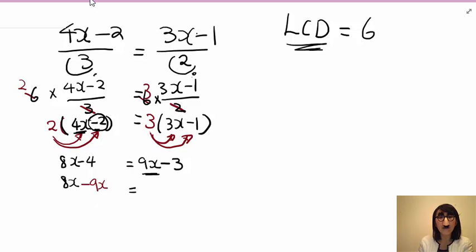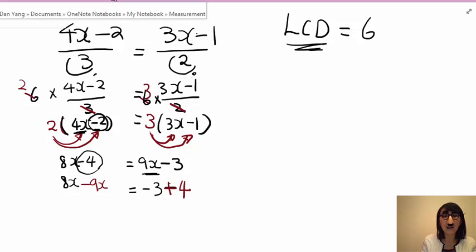Now, for this right hand side, we are left with negative 3. And for the left hand side, as you can see, we are left with negative 4. So we move all the constants to the other side of the equation, which means to the right hand side of the equation. Again, it changes to the opposite symbol. So negative 4 shifted to the right hand side of the equation becomes positive 4.